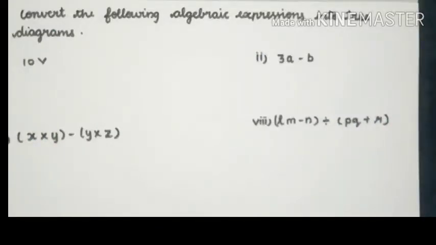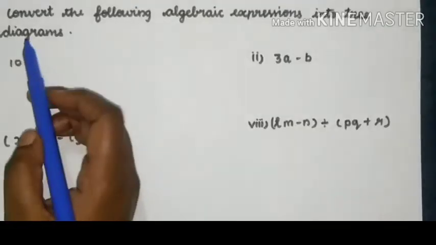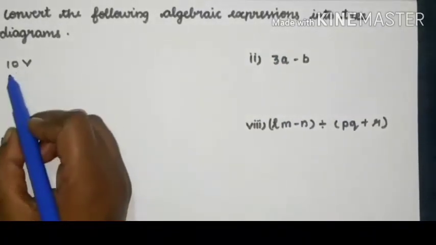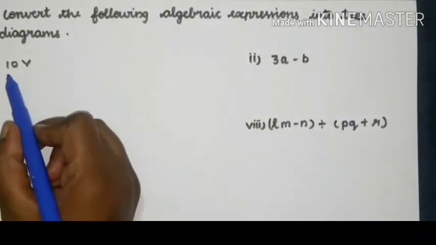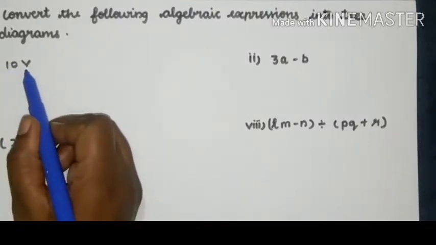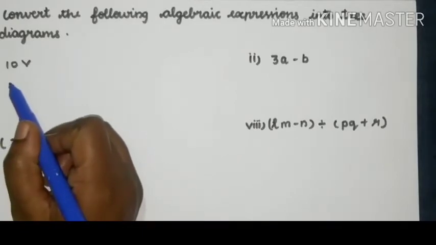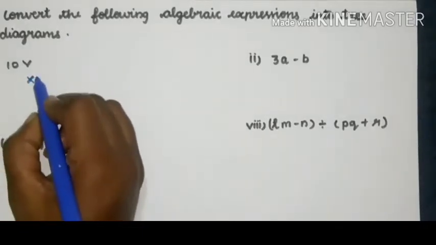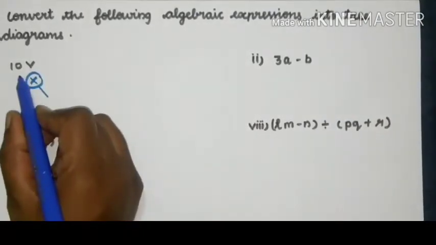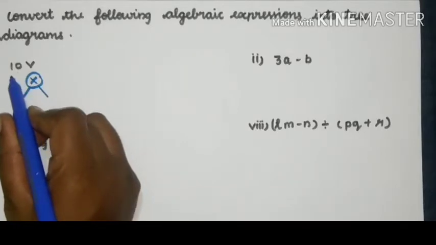Students, in the term 1 algebra unit, you have already learnt how to convert algebraic expressions into verbal statements and verbal statements into algebraic expressions. Convert the following algebraic expressions into tree diagrams. First sum, 10v. As you already know, 10v means the product of 10 and v. Product means which operation you have to use? Yes, multiplication. Which two algebraic expressions are multiplied here? Yes, 10 and v.